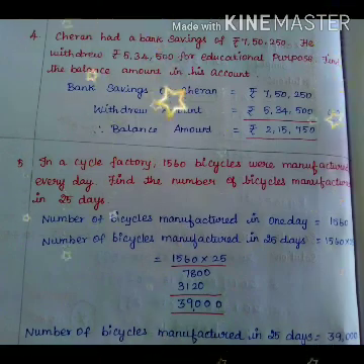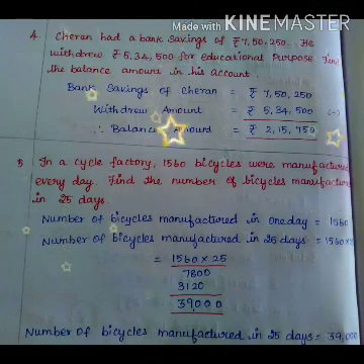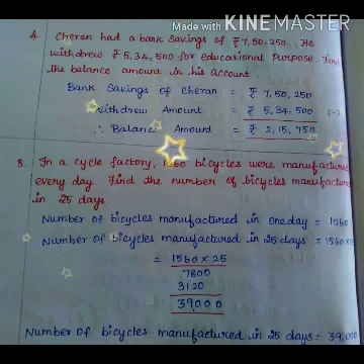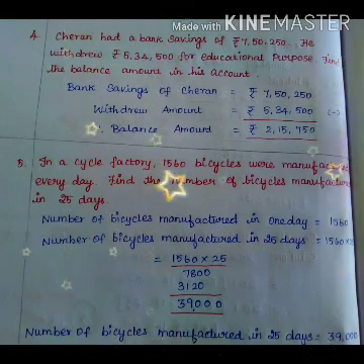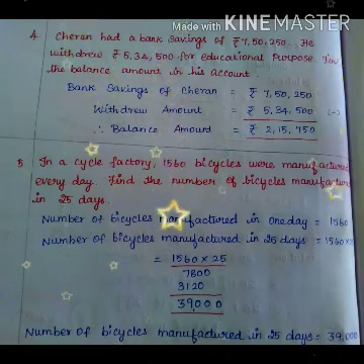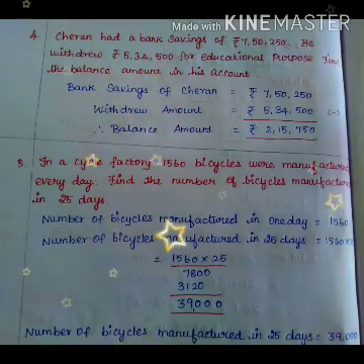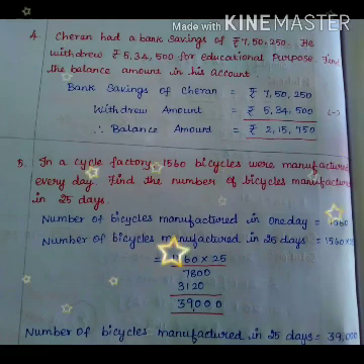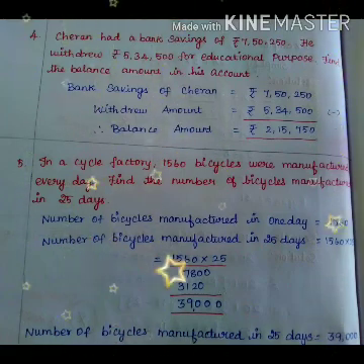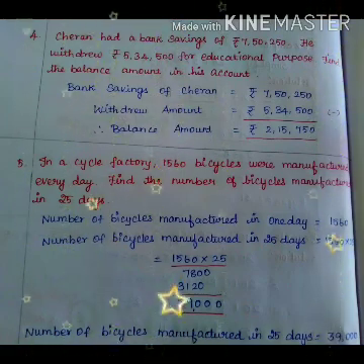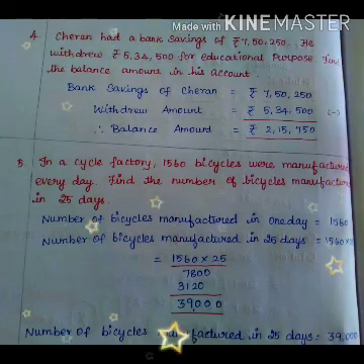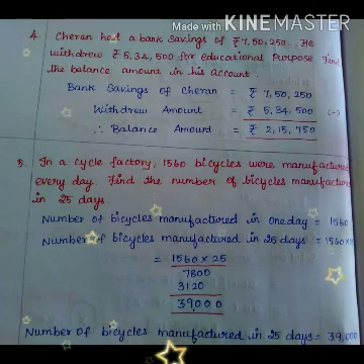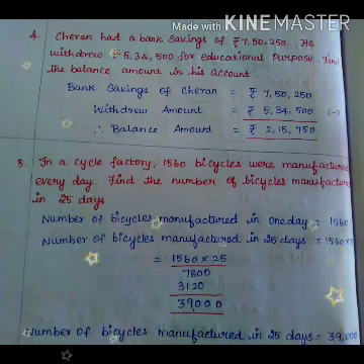Now next sum, fifth sum. In a cycle factory, 1,560 bicycles were manufactured every day. Find the number of bicycles manufactured in 25 days. One day, how many bicycles are manufactured? 1,560. They are asking how many bicycles are manufactured in 25 days. So what do we want to do here? We want to do the multiplication only.